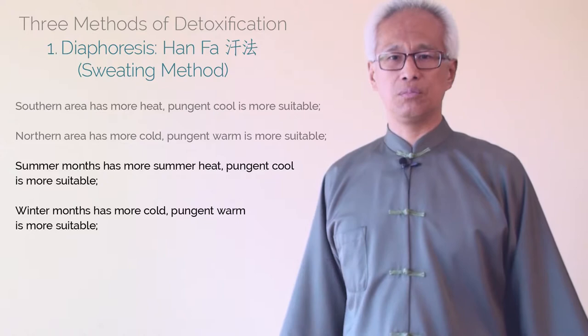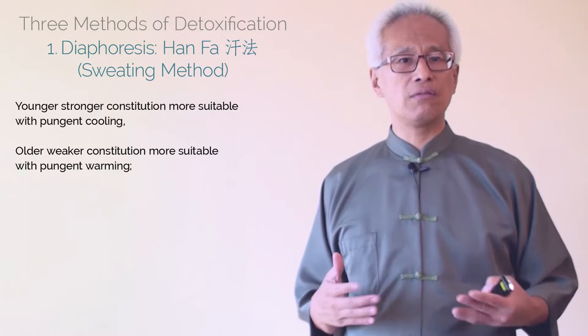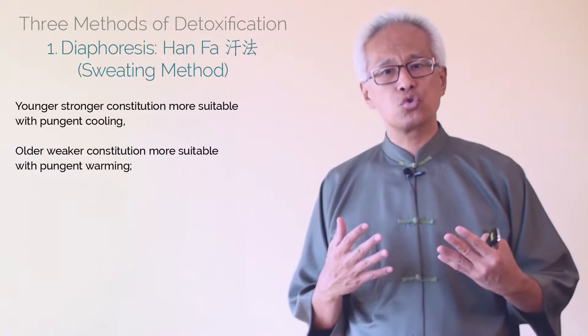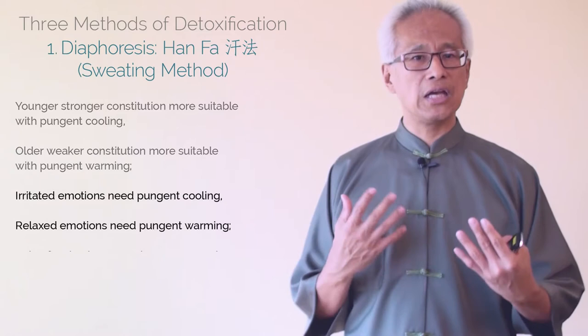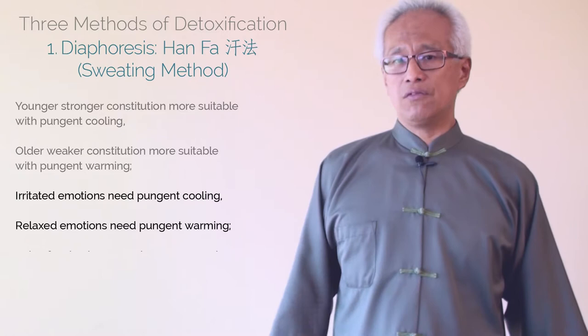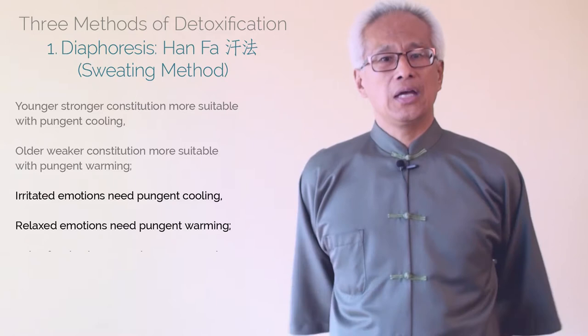Now, for a younger generation with a stronger constitution, more pungent and cooling herbs are more suitable. For older people with a weaker constitution, it is more suitable to use more pungent and warming herbs. If a person has irritated emotions, pungent and cooling is very good for that. But if someone is very relaxed or even depressive in affect, then we need more pungent and warming. And that's what he talked about.